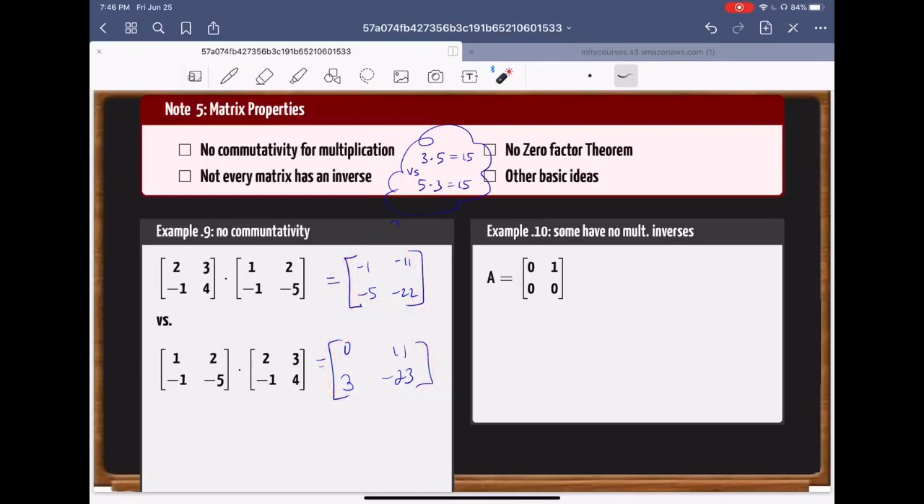It's analogous to if the numbers were real numbers. Imagine if 3 times 5 was 15 and 5 times 3 was something totally different. It can't happen in the real numbers. It happens all the time in the world of matrices. Okay.